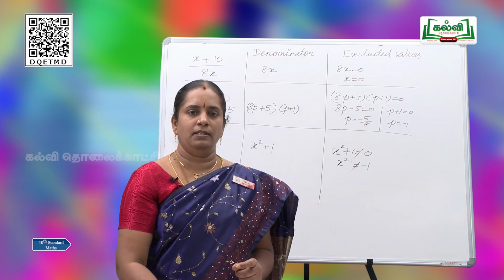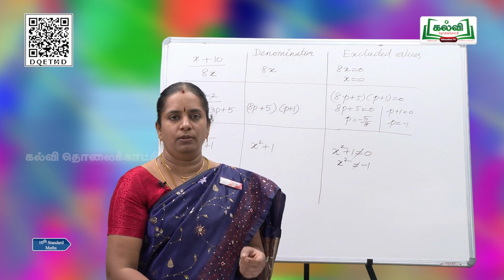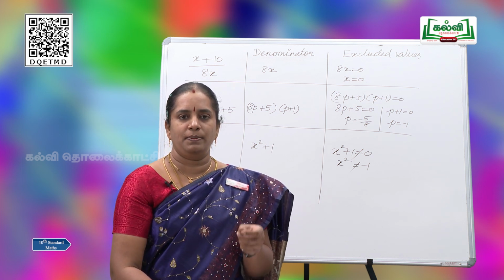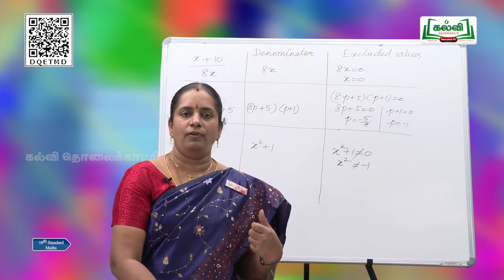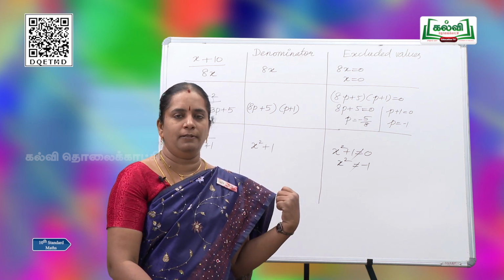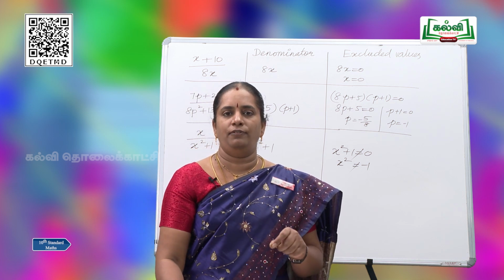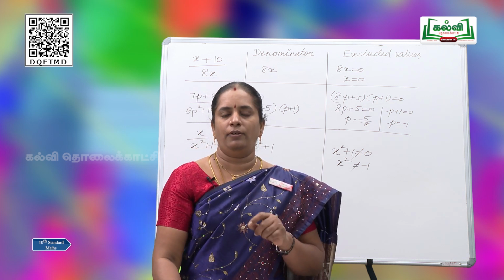For any rational expression, if q of x is 0, then we say that the rational expression is undefined. Since q of x will never become 0 here, we will say that this rational expression is already in the defined form for any value of x.